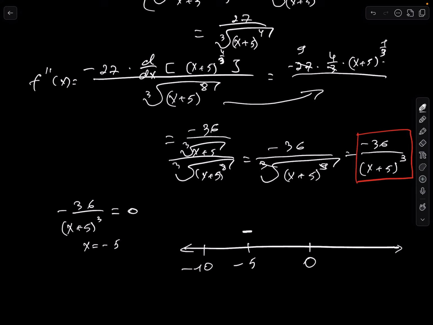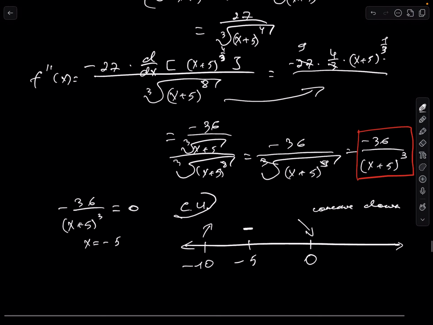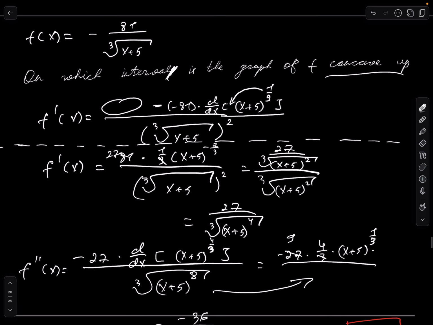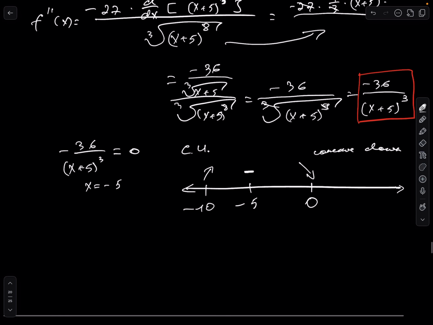If we plug in 0, we're going to get a negative derivative, so it's concave down. Let me write it down. Concave down. If we plug in negative 10, we're going to get concave up. Concave up. This stands for concave up, of course. And now let's look at the problem. What does it ask? Concave up. So the answer should be negative 10.